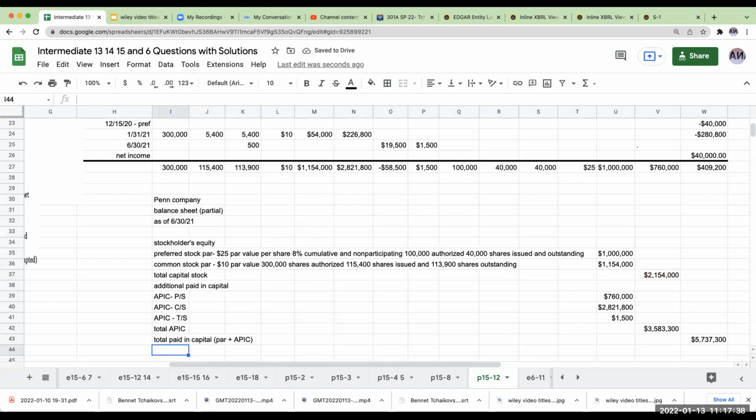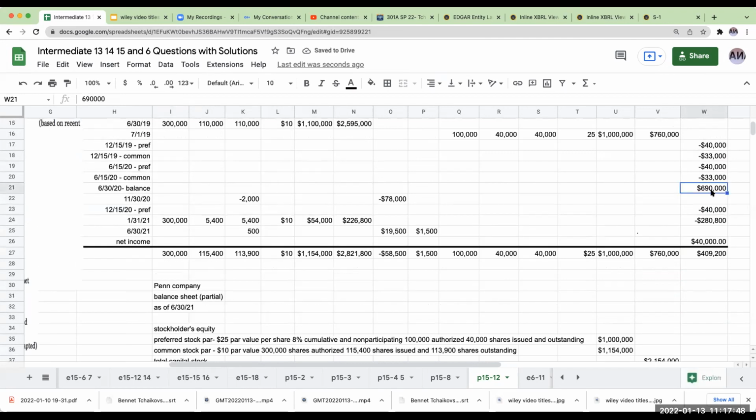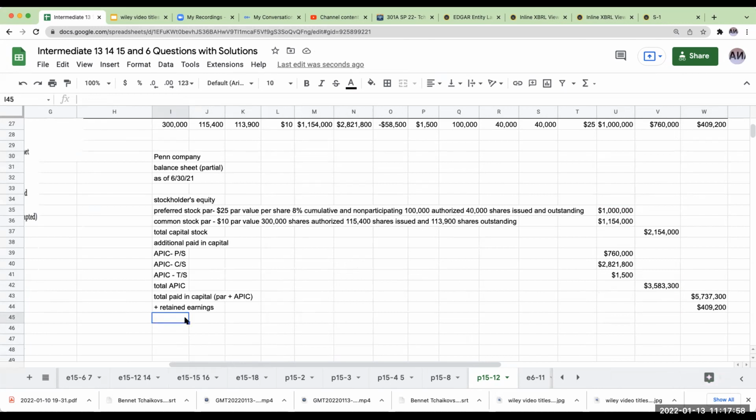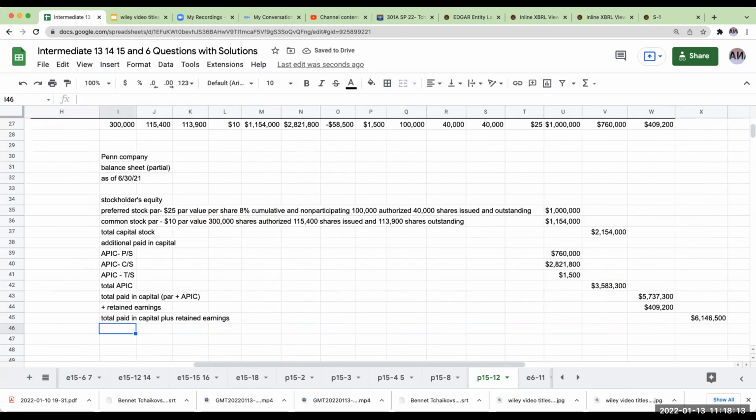And then we're going to add in our retained earnings. My retained earnings is 4,092. This is a reminder: the problem told us that the balance on June 30th was 690. So those are already going to be put into that number, so I didn't have to worry about those. Okay, so now we have total paid-in capital plus retained earnings, less treasury stock.